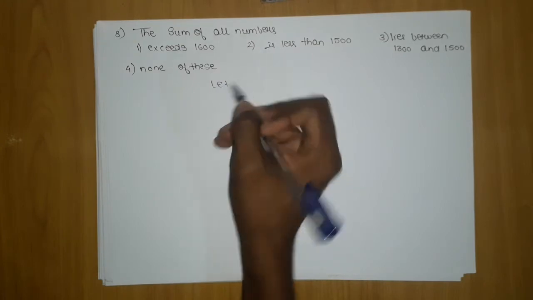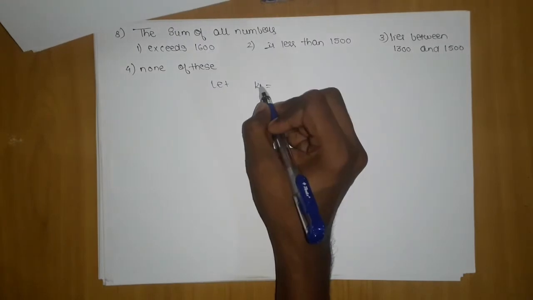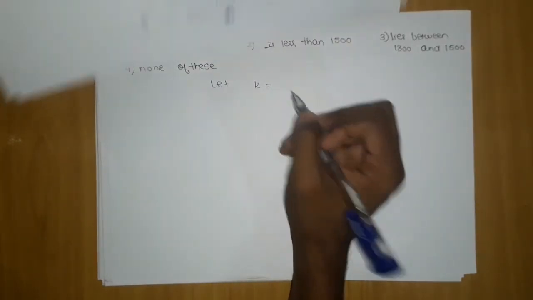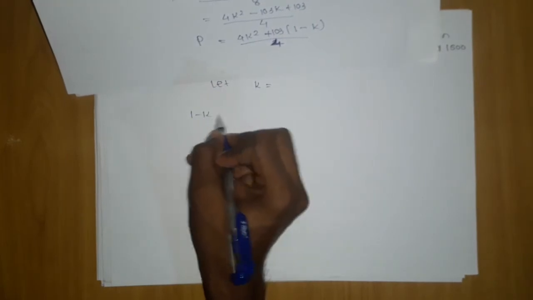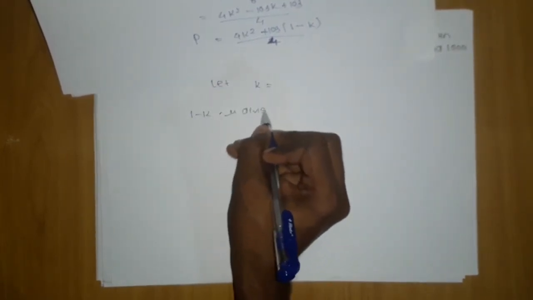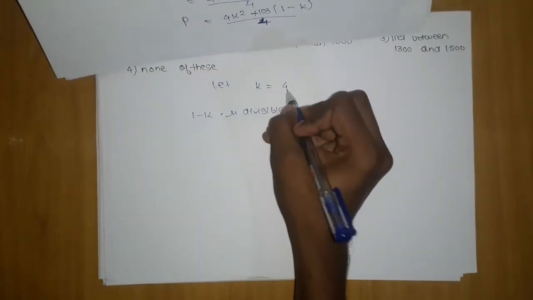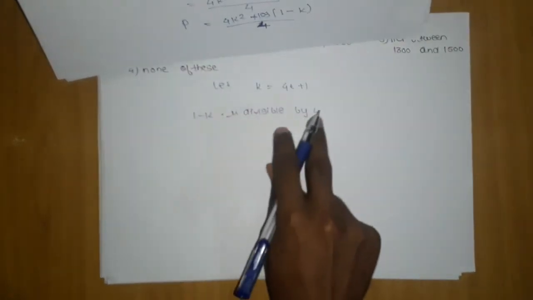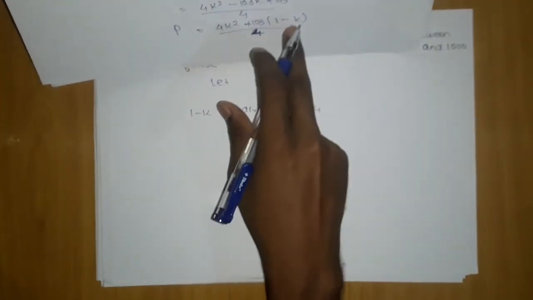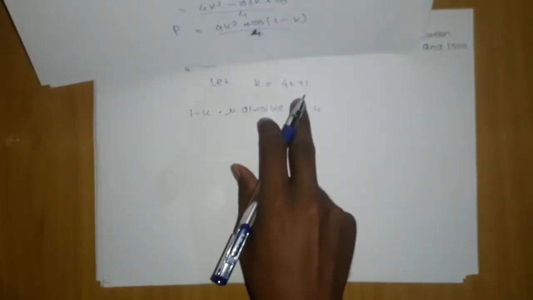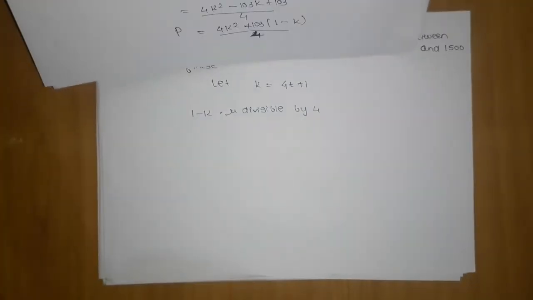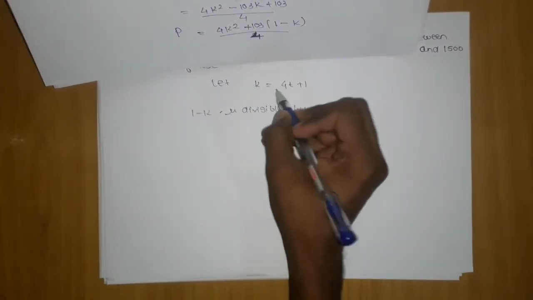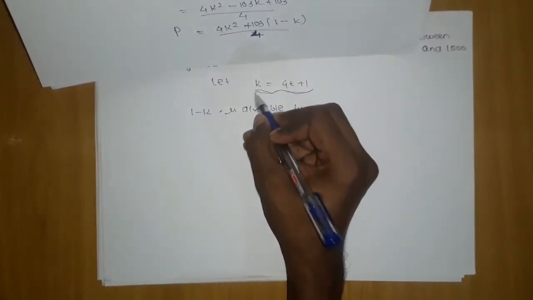So what we are going to do is let k equal something such that this 1 minus k is divisible by 4. So I will take 4t plus 1. Why 4t plus 1? If I take 4t, this 4t will still remain, which will cancel out with this, and plus 1 will cancel out this one. So let k equal 4t plus 1. Hope you have understood the idea behind considering this 4t plus 1.